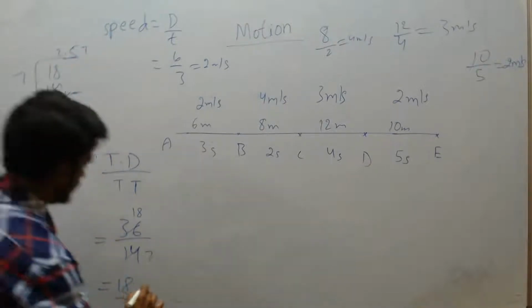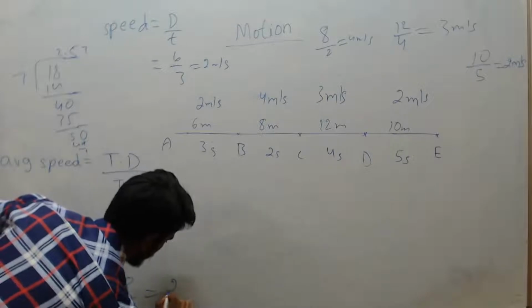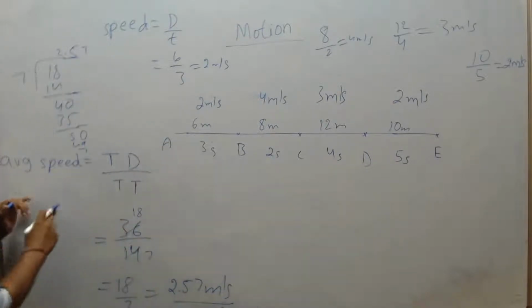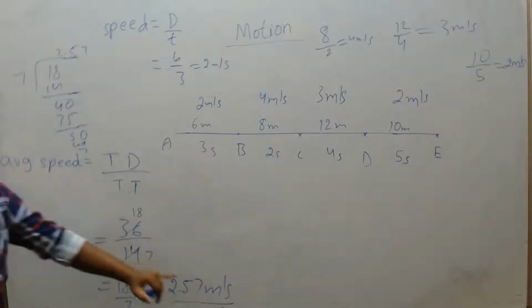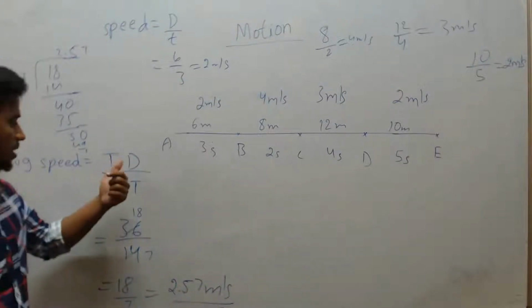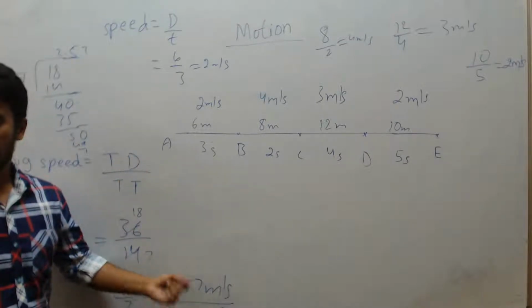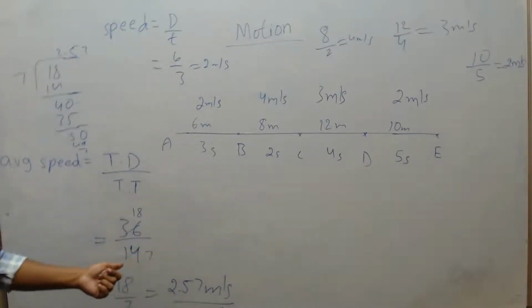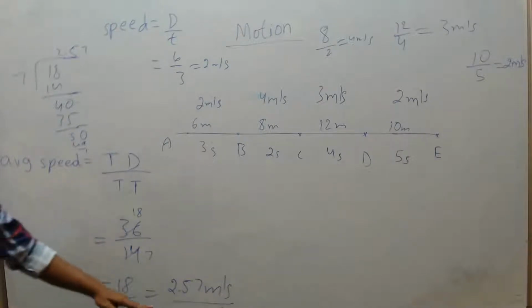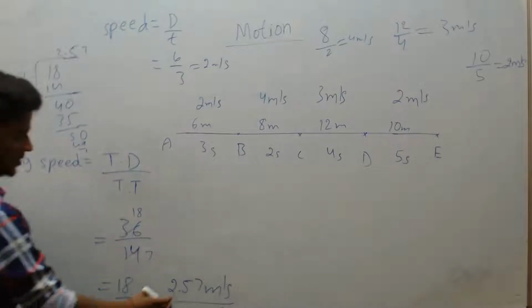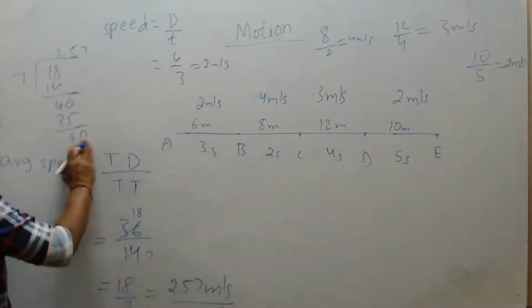Okay, so we can say that average speed is 2.57 meter per second. The unit of average speed is also meter per second. Why? Because we measure distance in meters and time in seconds. So that's why average speed is 2.57 meter per second. Okay, now we can take it as 2.7, no problem.